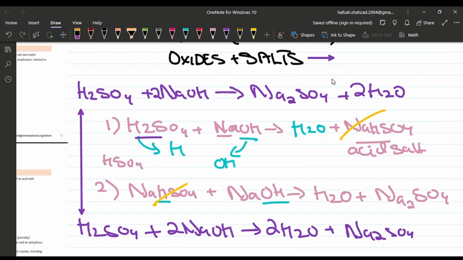Yeah, these two equations are exactly the same. This is how you get the final equation. Now this is for your dibasic acids.